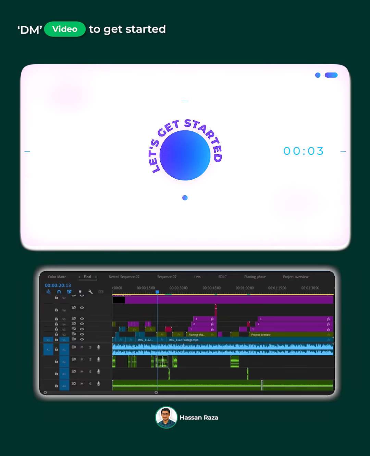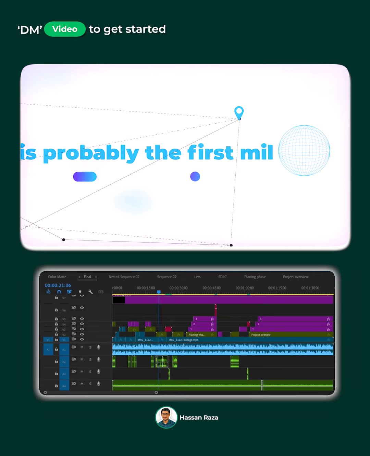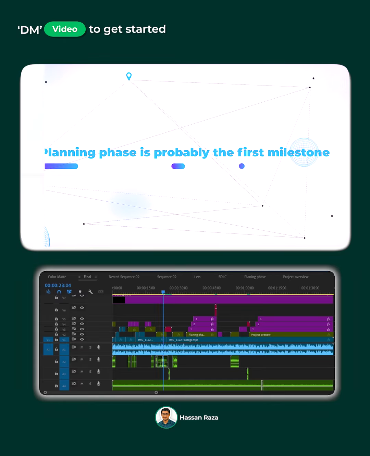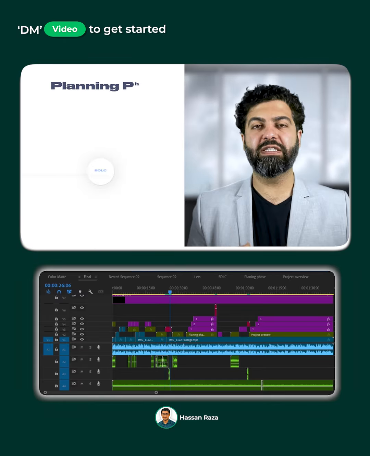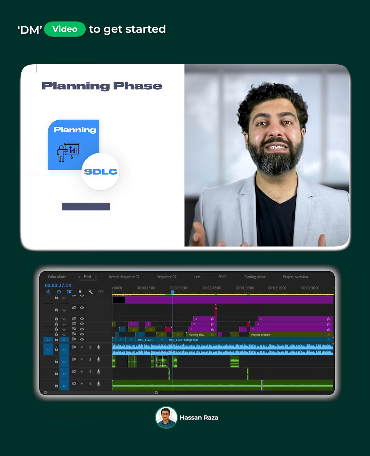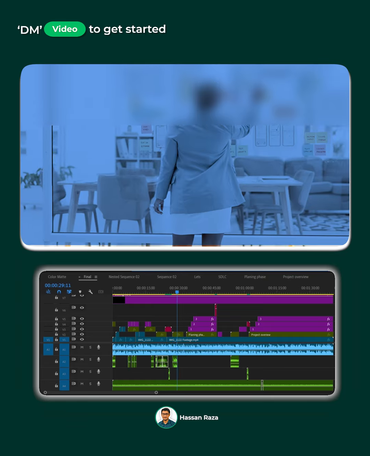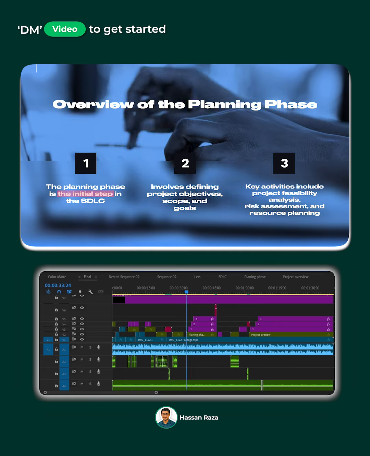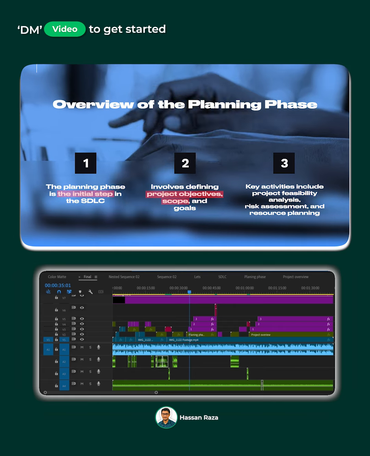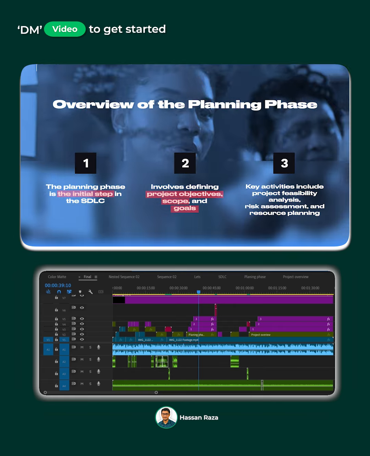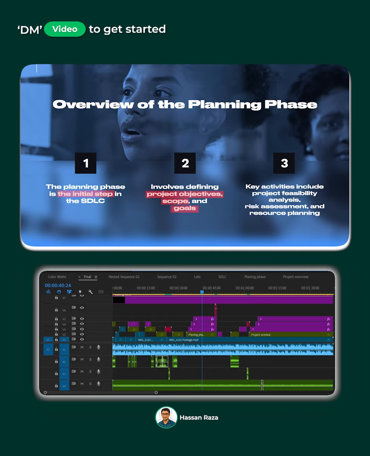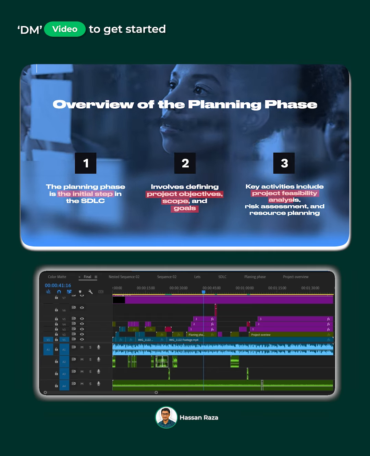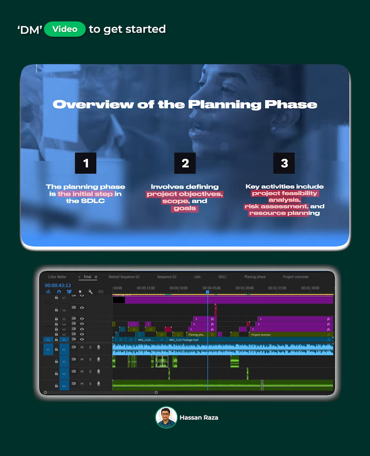So let's get started. The planning phase is probably the first milestone that you will have in your SDLC process. Everything begins with the planning phase. Consider it like planting a seed for your software project. As I said, the planning phase is the first step of your SDLC. It involves project objectives, scope, and goals definition.